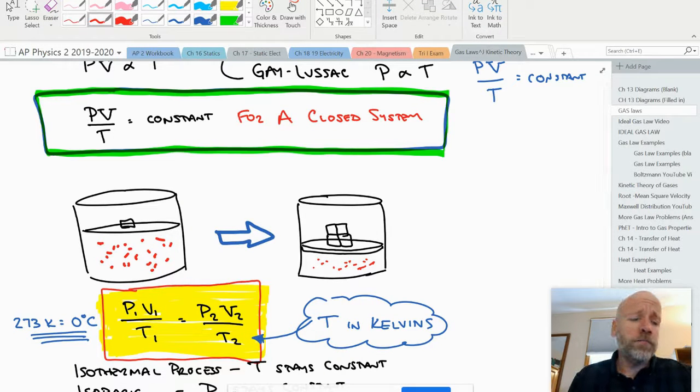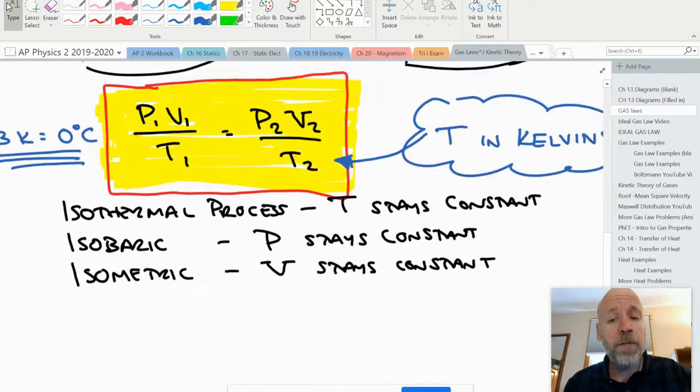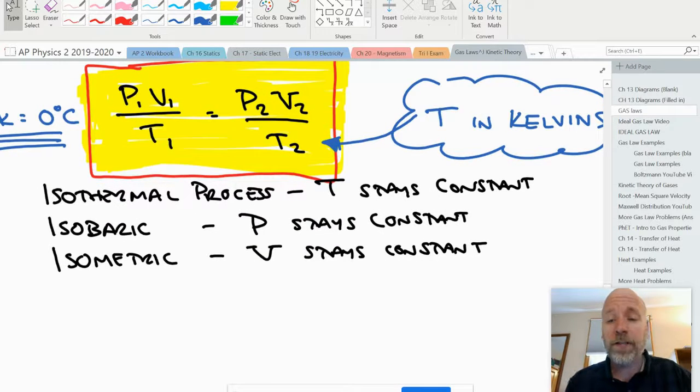Nice job, David. Now, when we look at different processes, here's some vocabulary that came up in the PhET simulation that you did last class. Also, we're going to be using them all the time in thermodynamics. And the first, an isothermal process. Isothermal. What do you think stays constant?